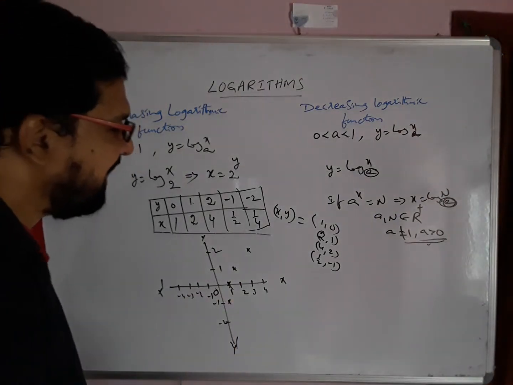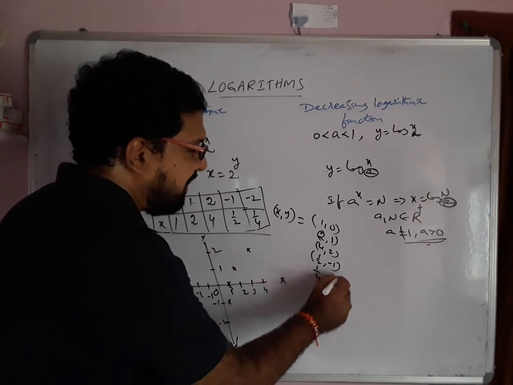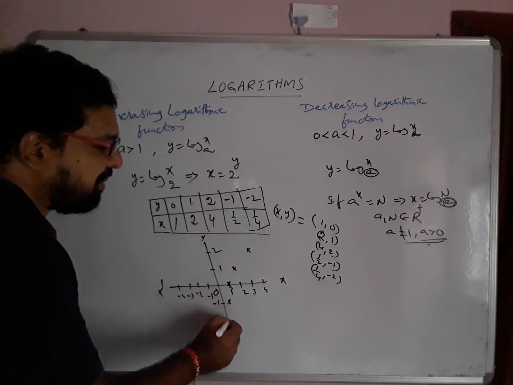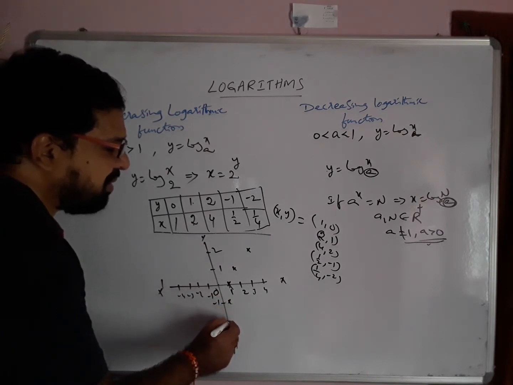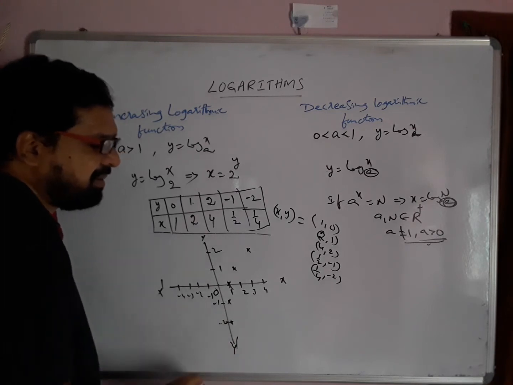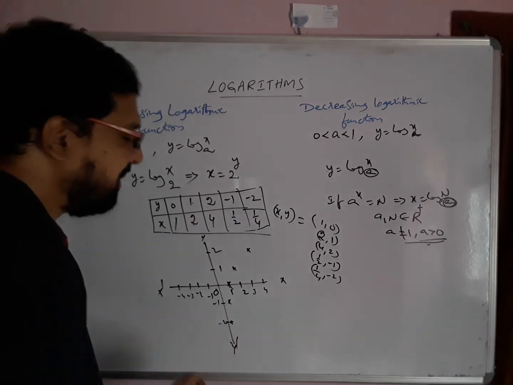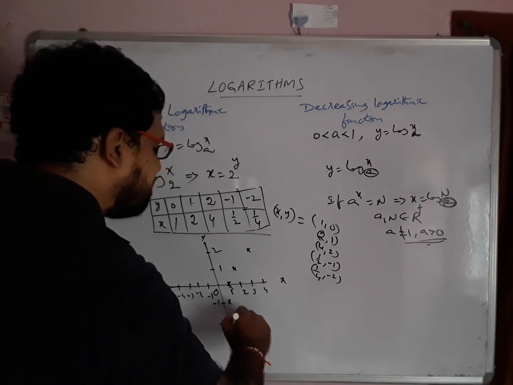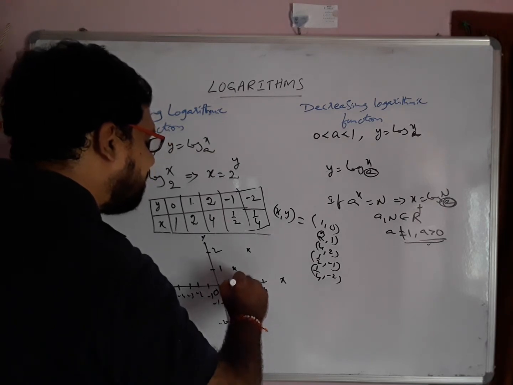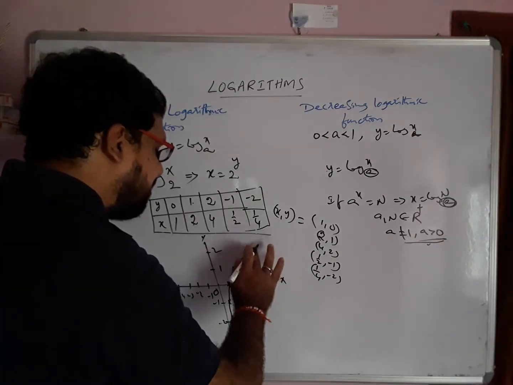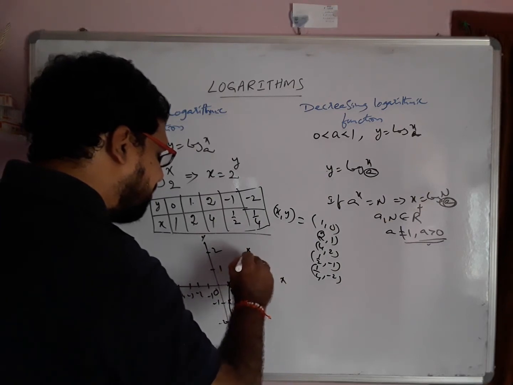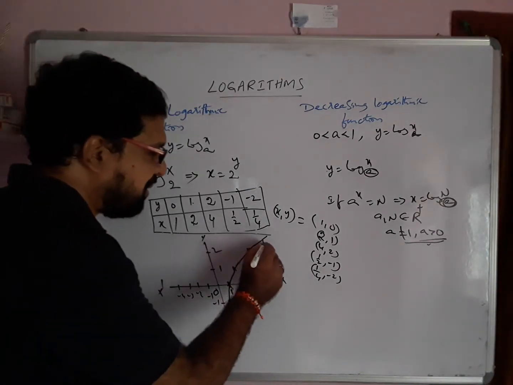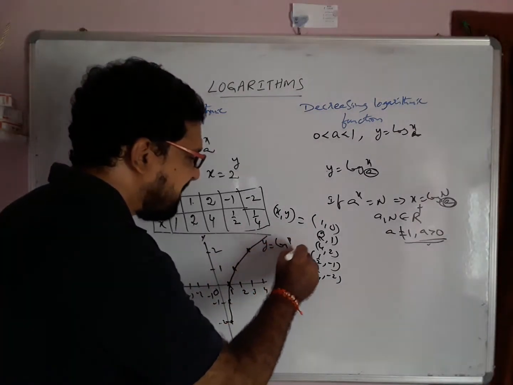So the next point is 1 by 4 comma minus 2. The x coordinate is 1 by 4, nothing but in between 0 and 1 by 2, approximately here. It is almost close to the negative y axis, and minus 2 is here. So if you join all these points, without scale, it comes like this. So this is the graph of y is equal to log x to the base 2.